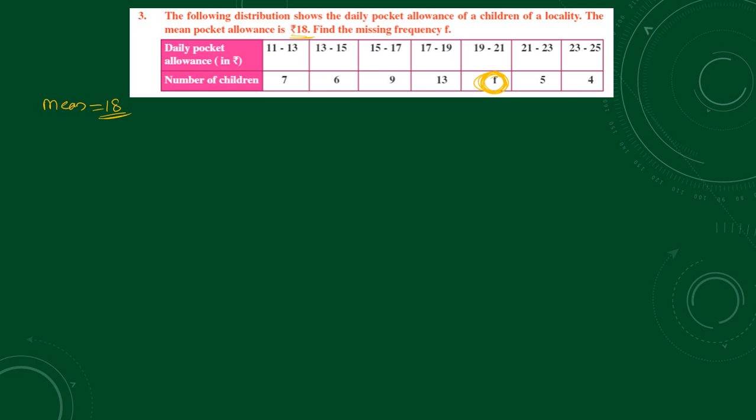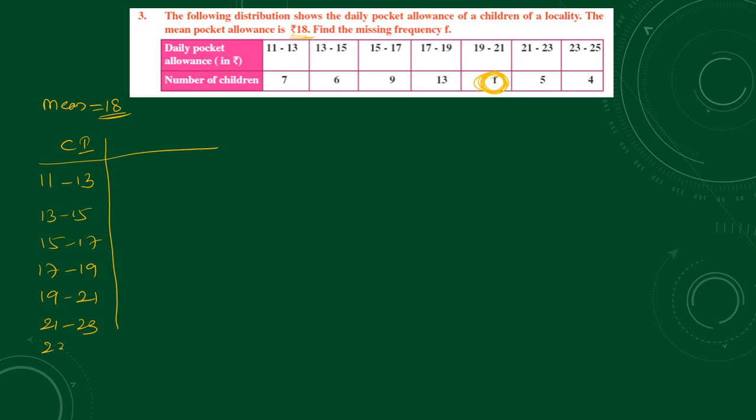First of all, what he has given is the daily allowance. The daily allowance is nothing but my class interval. So what are the values given? 11 to 13, 13 to 15, 15 to 17, 17 to 19, 19 to 21, 21 to 23, 23 to 25. These are the things that are given. Next he has given the number of children. The number of children is nothing but fi. So what are the values? 7, 6, 9, 13, f, 5, 4. This f is the unknown which we need to find. Next, what do I need to take? xi.